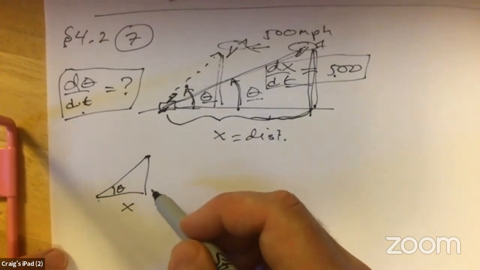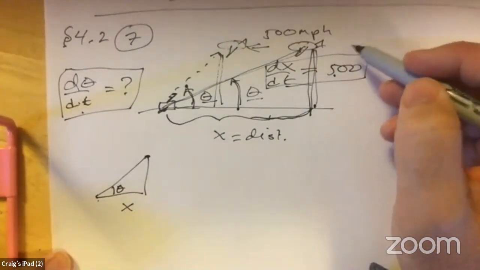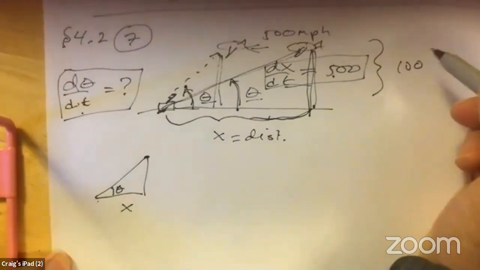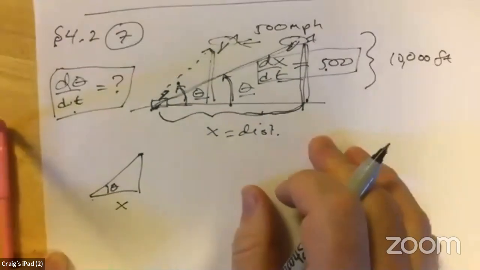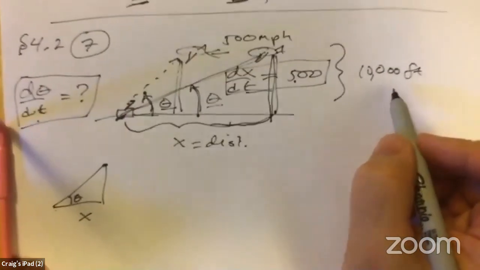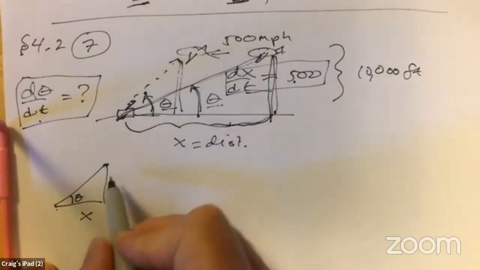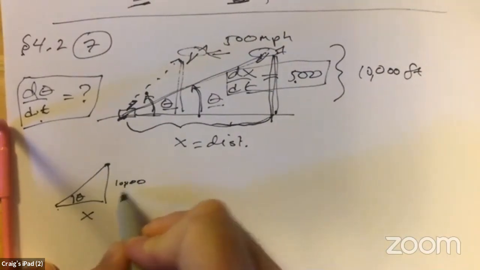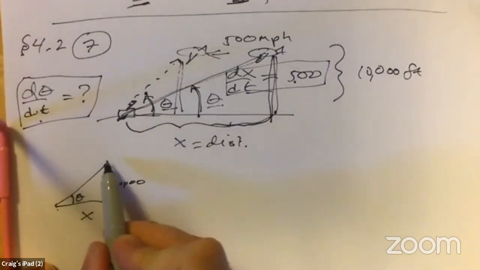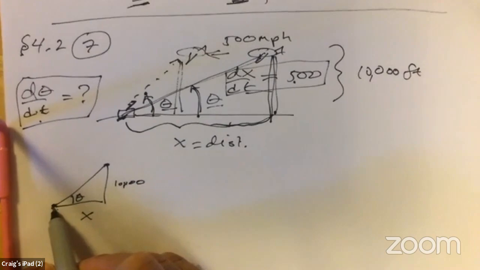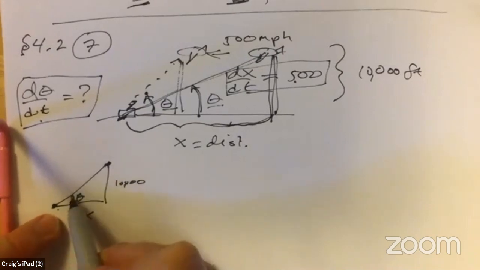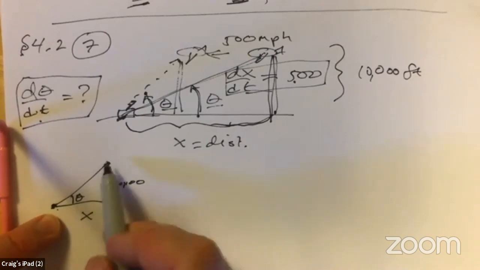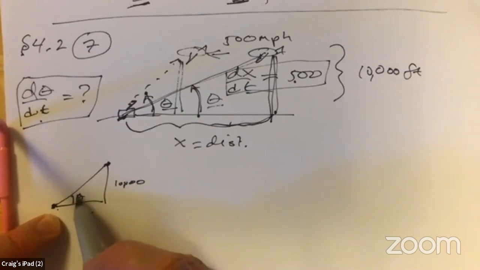And we do know this side of the triangle. It's given in the problem that the airplane is flying at an altitude of 10,000 feet. So this is going at 10,000 feet. So that's this piece right here. This opposite side is 10,000 feet. So now I also know the distance from my viewing box here to the airplane is the hypotenuse, which can be solved by Pythagoras' theorem. But we don't care how far away it is. I just care about theta.